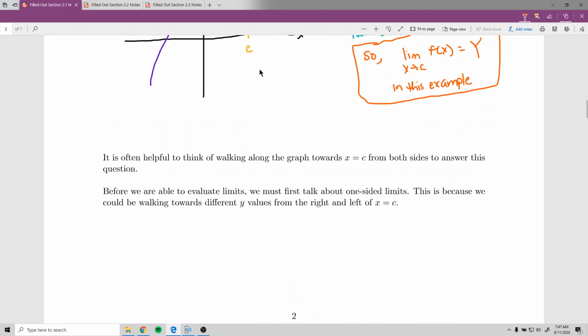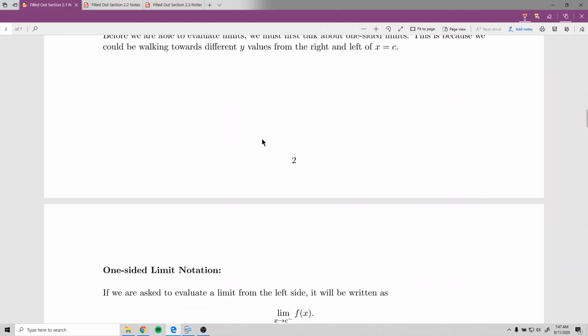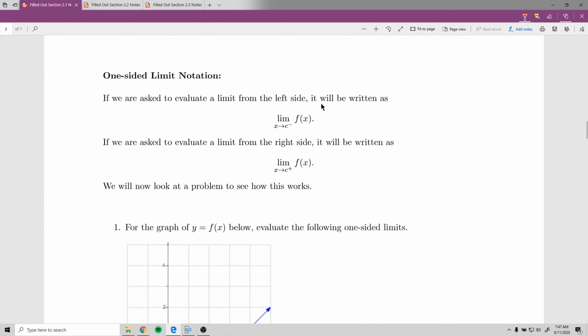Now, one thing that's important that I mentioned is walking towards the x value both ways. It might be the case that you don't walk towards the same y value, which we'll have examples of in a second. And because of that, we need to actually talk about what's called a one-sided limit, meaning we only talk about what's happening as we go towards x equals c from the left and then from the right. So I'm going to go ahead and introduce one-sided limit notation.